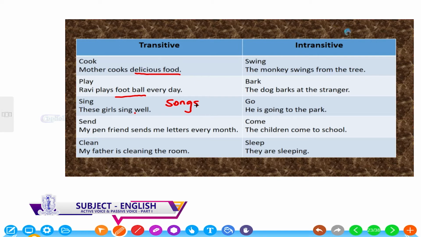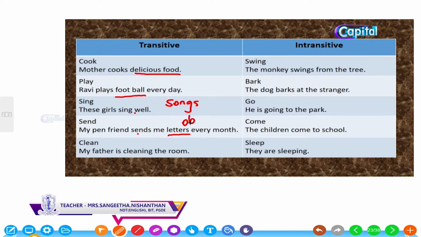My pen friend sends me letters every month, right. Who? My pen friend, subject. What does she do? Sends, the verb. But does she send letters? This is the object.